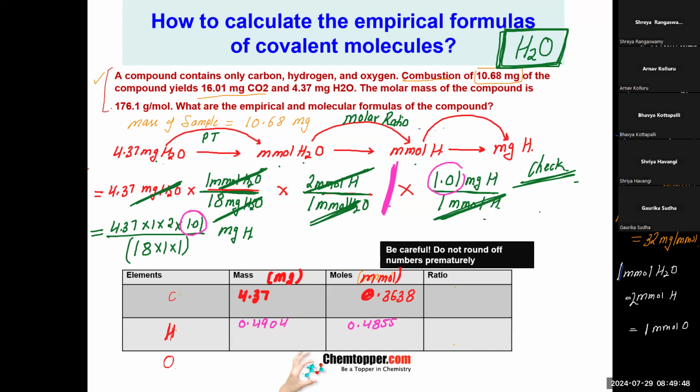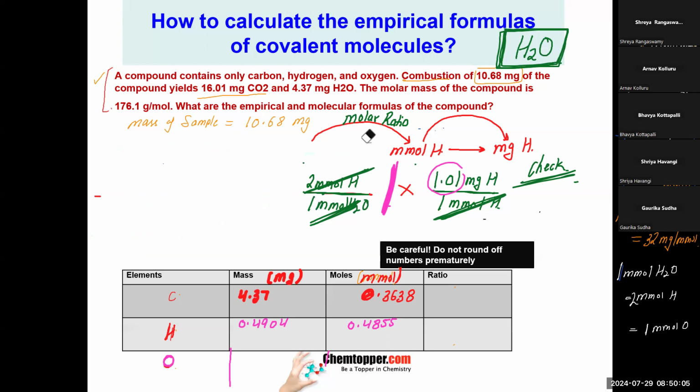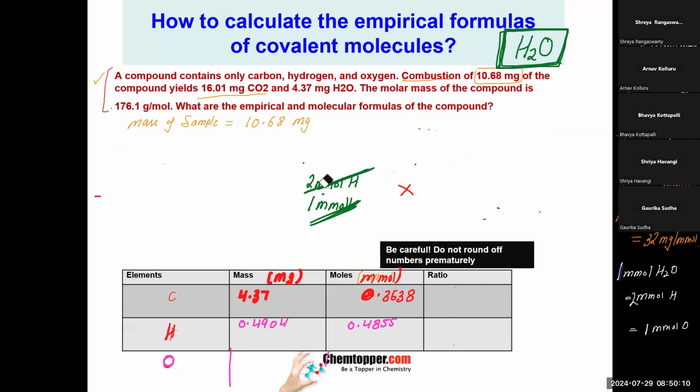Now, what is next? Oxygen. I need to know the milligrams of oxygen. I cannot use the oxygen of the water and of CO2 because that's coming from the air also. So, how to know the oxygen in the given sample, the mass of the oxygen in the given sample? So now I'm worried about oxygen. What is the milligrams of oxygen?